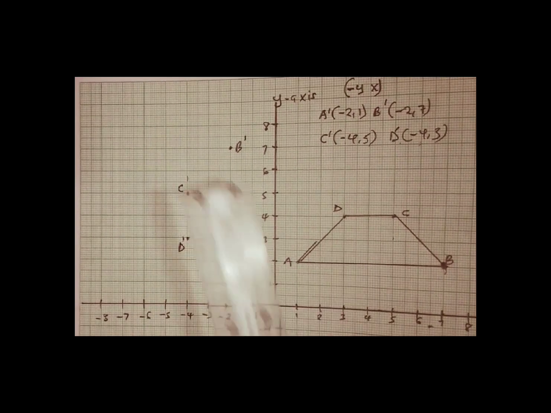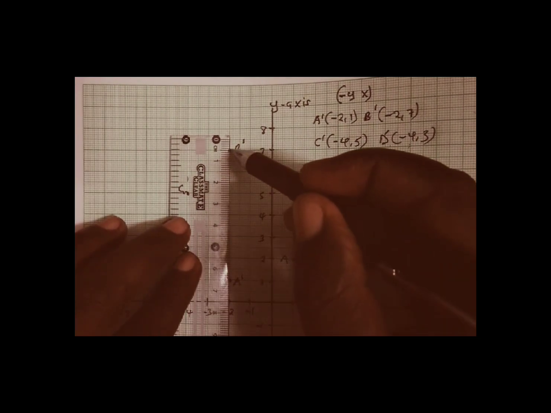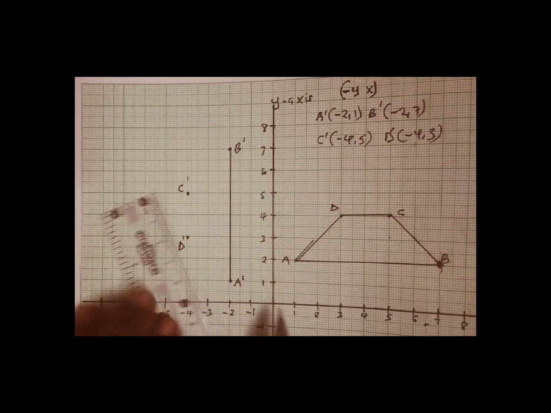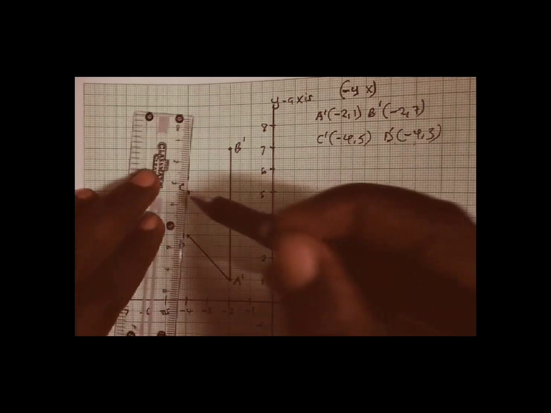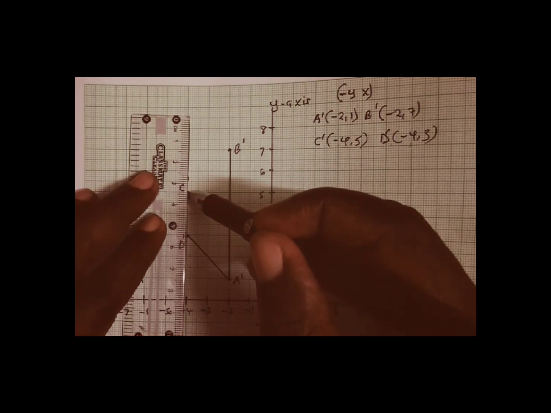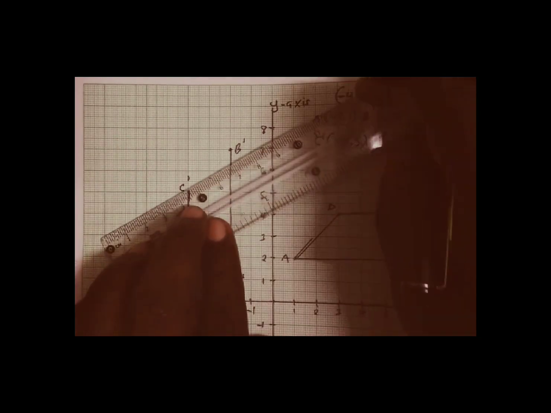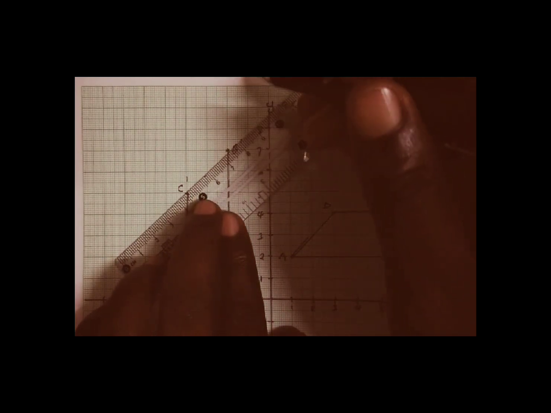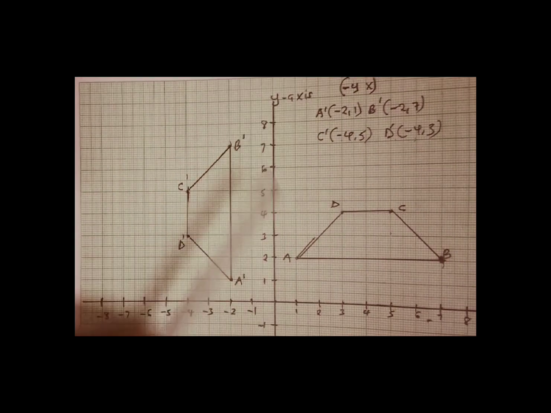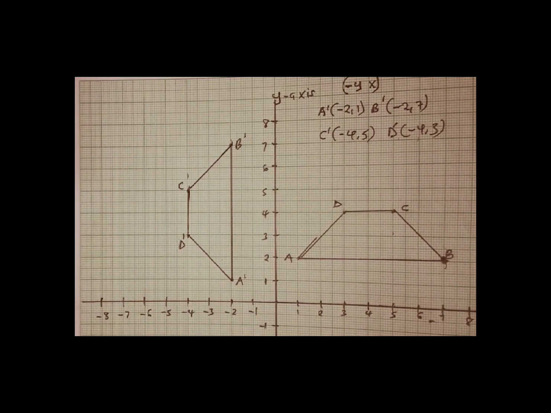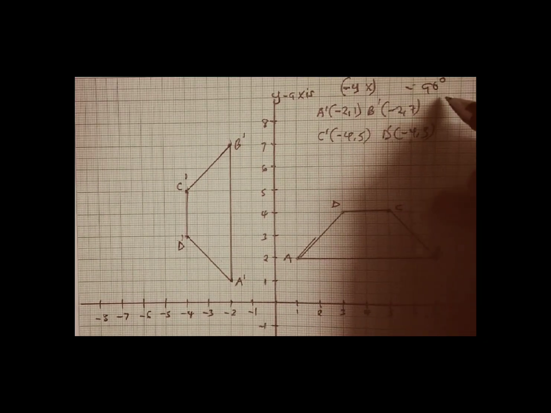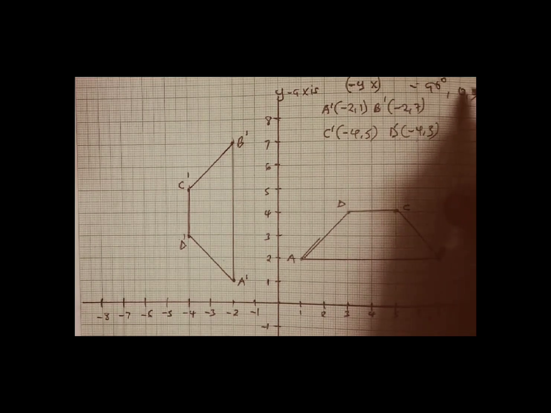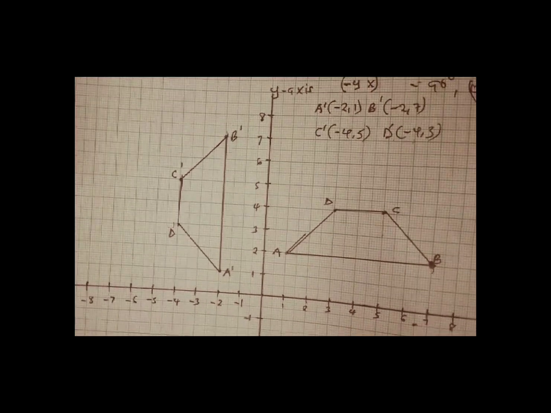Now the next thing is to join all these points as follows. That is now the image of ABCD. That is the image of ABCD when rotated through an angle of negative 90 degrees about the origin. That is the easiest way to go about it.